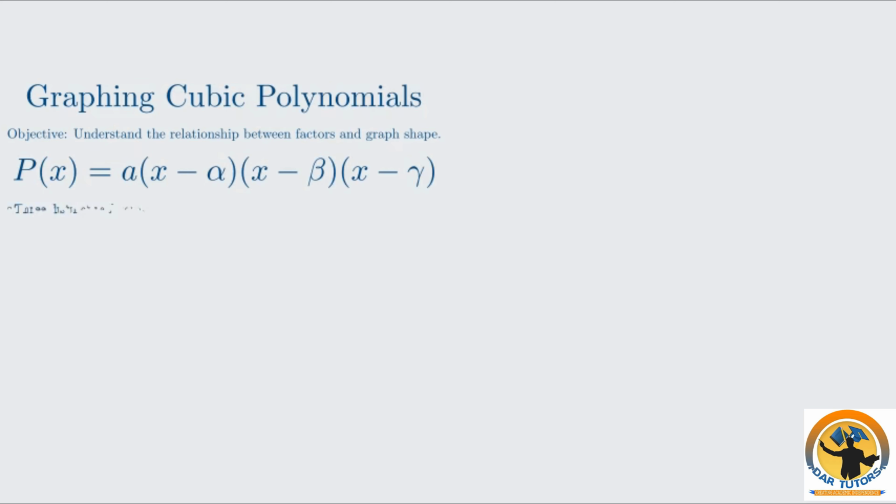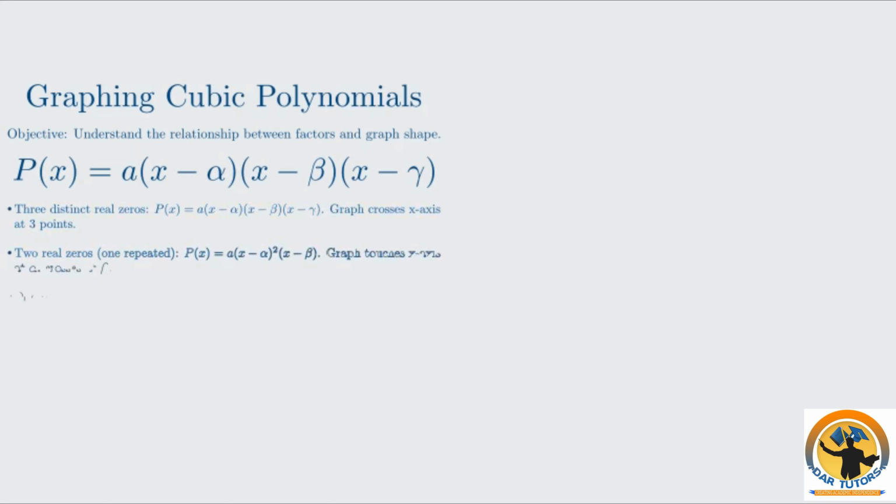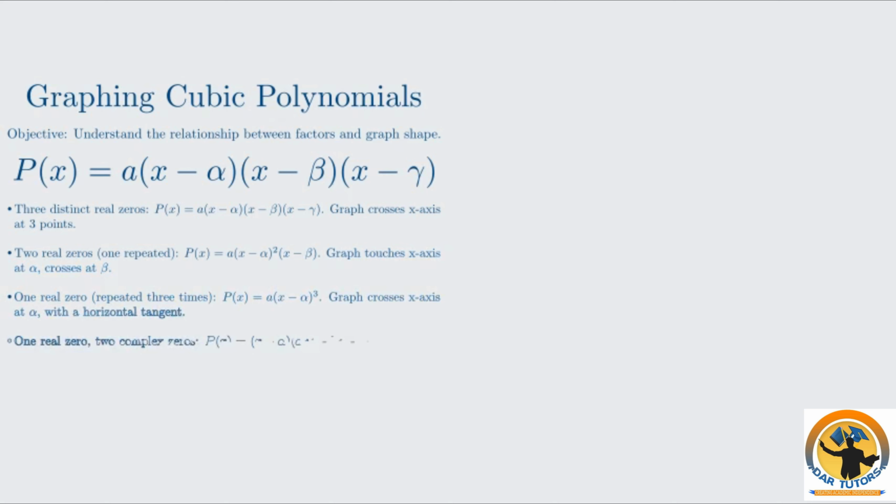Type 1 has three distinct real zeros. The graph will cross the x-axis at three different points. Type 2 has two real zeros, one of which is repeated. The graph will touch the x-axis at the repeated zero and cross it at the other. Type 3 has one real zero repeated three times. The graph will cross the x-axis at that point, but it will be flat or have a horizontal tangent there. Finally, type 4 has one real zero and two complex conjugate zeros. The graph will only cross the x-axis once.